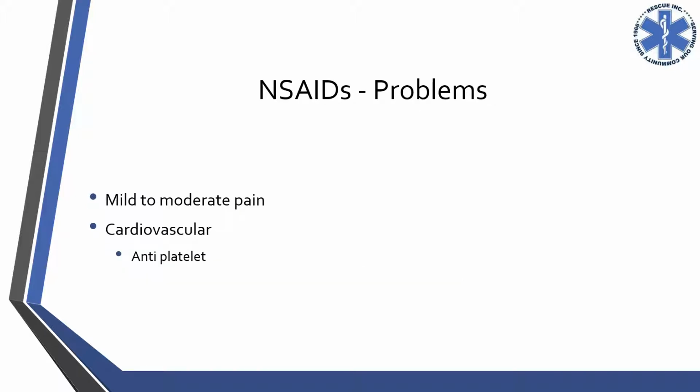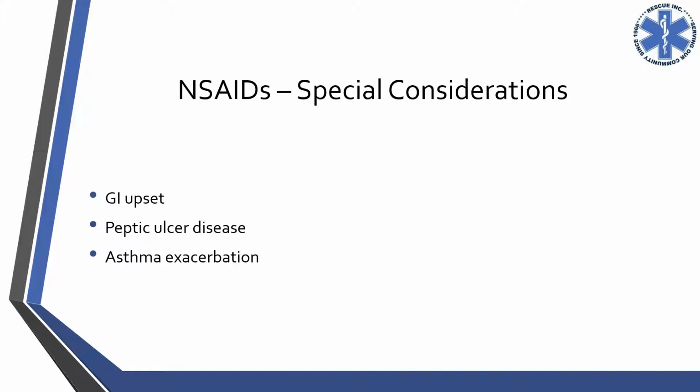So problems, what does it cause for? Mild to moderate pain and cardiovascular problems, specifically MI and platelet aggregation. So some special considerations: GI upset, peptic ulcer disease, and they can also exacerbate asthma. Because we're reducing those prostaglandins, we reduce the surface tension of surfactant. Surfactant is almost washed out and not as effective because we reduce the prostaglandins, and then we start getting alveolar collapse. I wonder if most people with asthma know that when they take an NSAID.